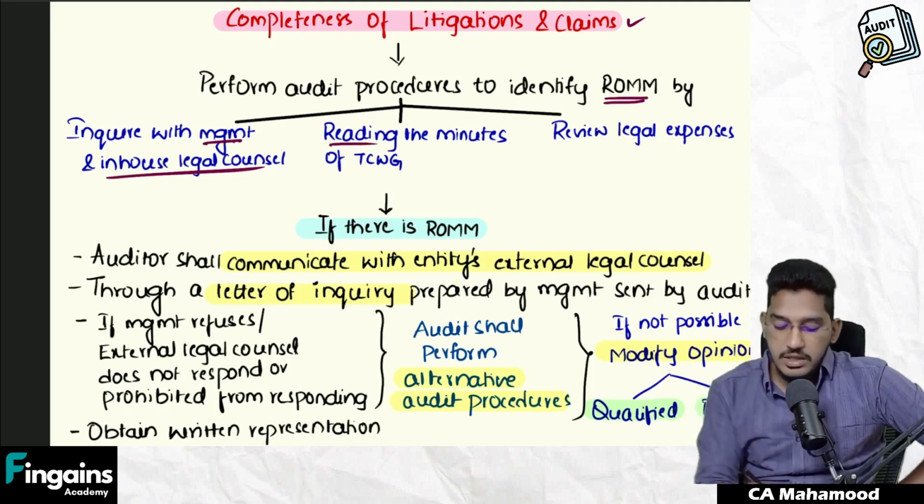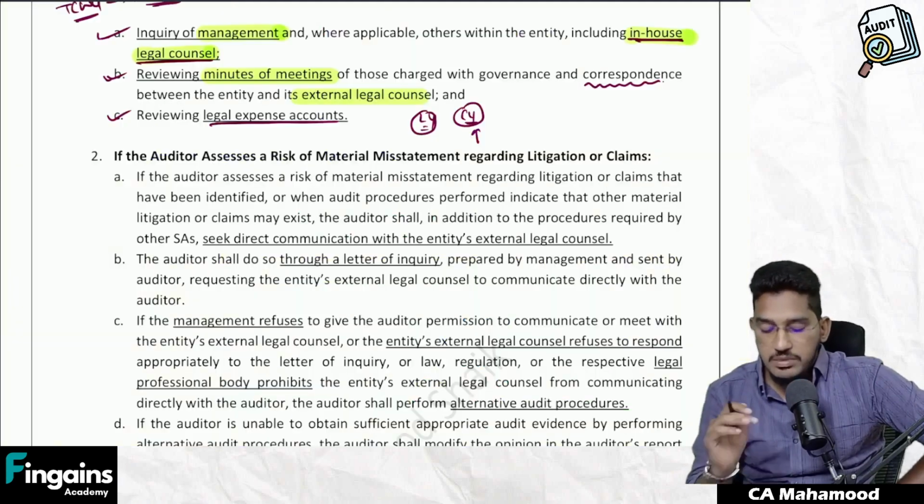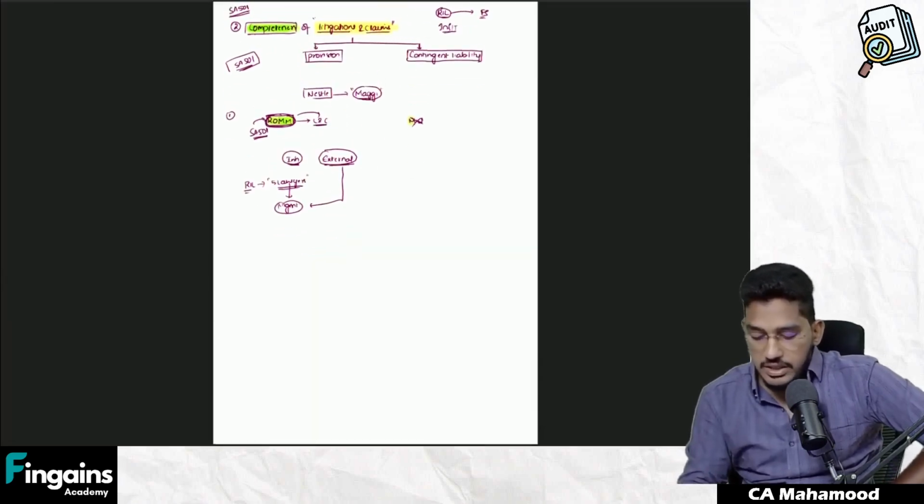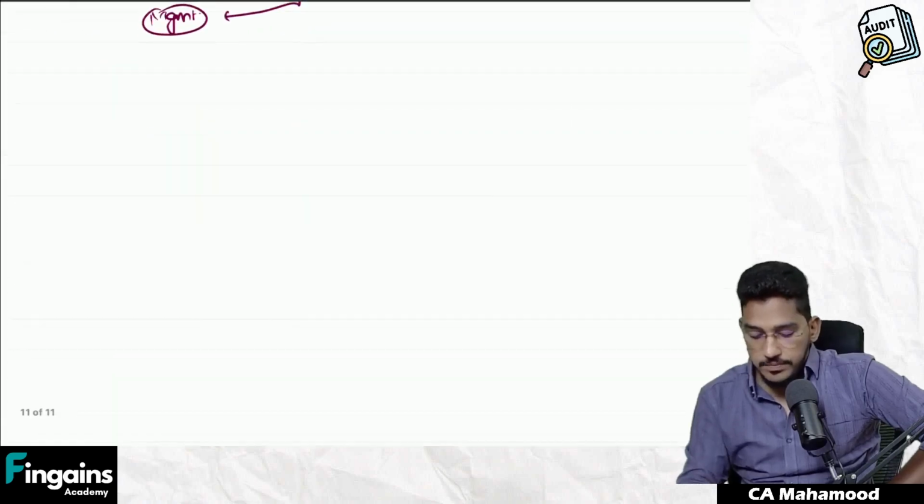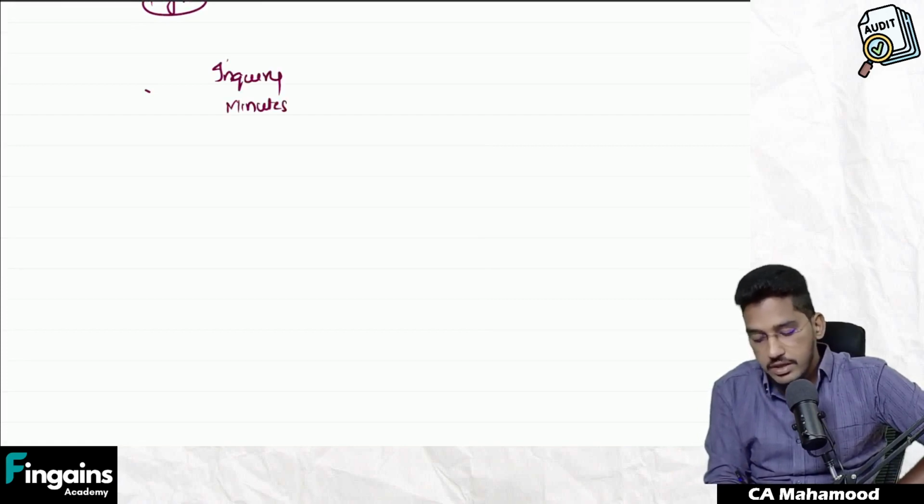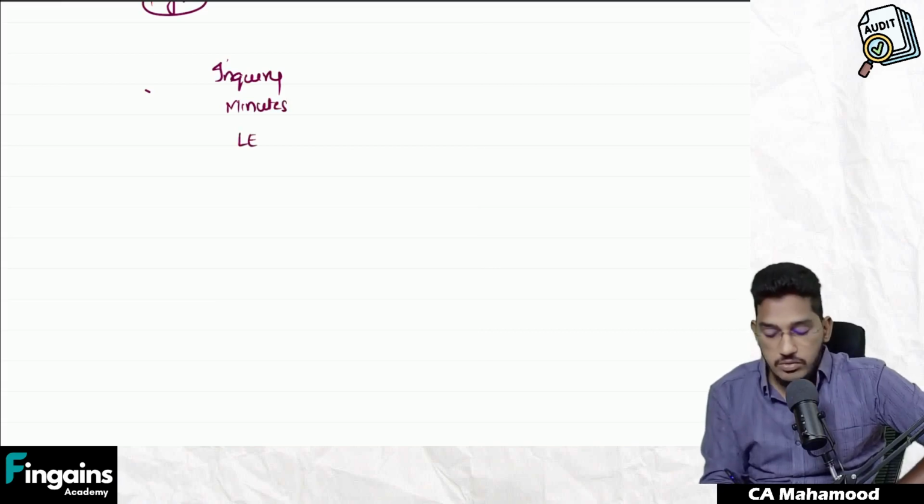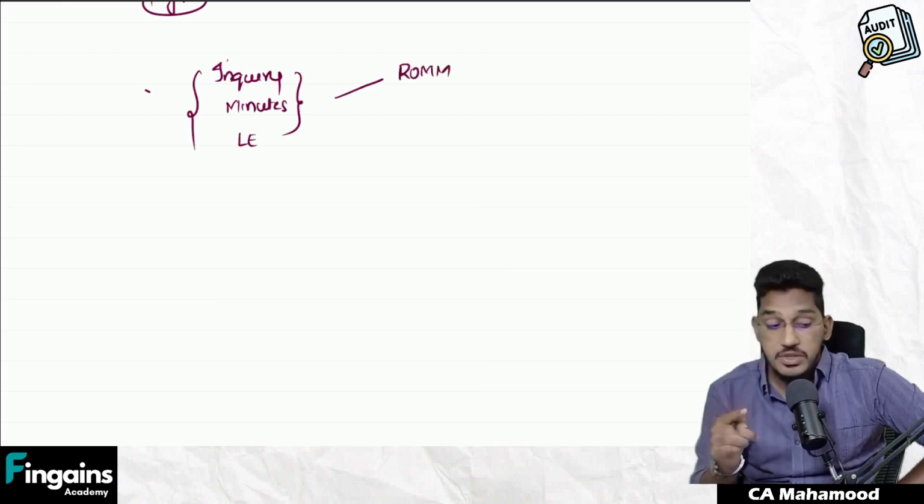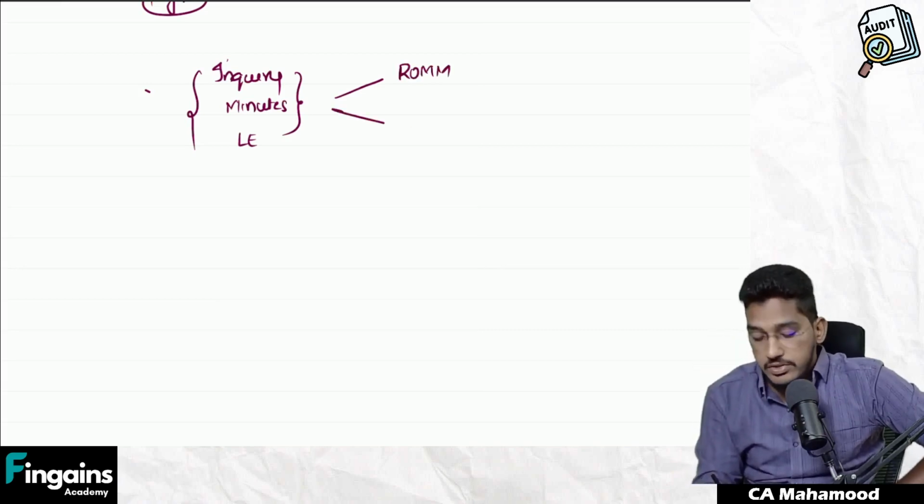So when you do these 3 things, you will come to know whether there is a risk of material misstatement or there is no risk of material misstatement. So if you would have done these 3 things, number 1, you inquired with the management and those charged with governance, you read the minutes of the meeting and checked the communication with the external legal counsel, you reviewed the legal expenses account. Once you have done these 3 things, 2 outcomes could be possible. One is you might find a risk of material misstatement. That means you are having a suspicion. Yes, there is a chance of hiding of some litigations and claims. Or the other possibility is you did not find any risk of material misstatement.